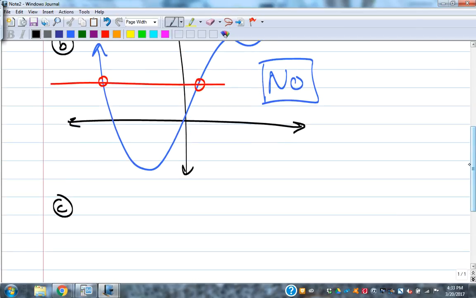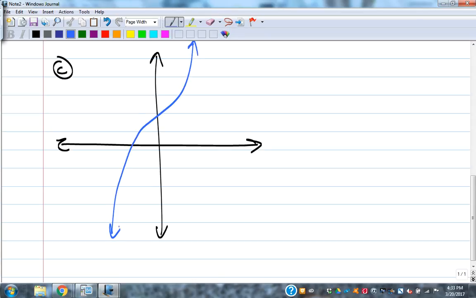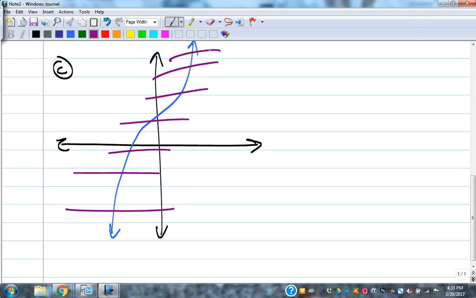Example C. Trying to draw a better looking graph here. Something like that. Some form of a cubic graph there, x cubed plus 3 or something like that. Does that pass the horizontal line test? Yeah, I could put a horizontal line in a lot of different places here, none of which cross it in more than one place. So this passes it. So yes, it's one-to-one.